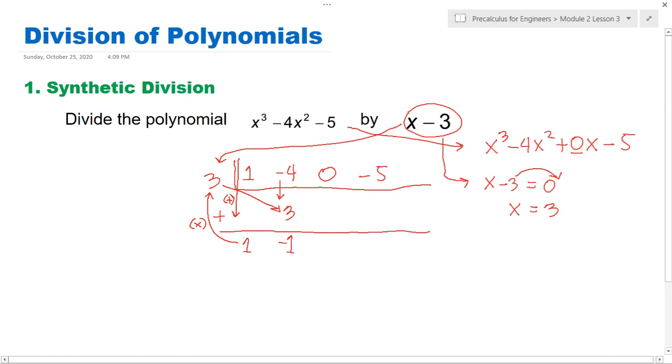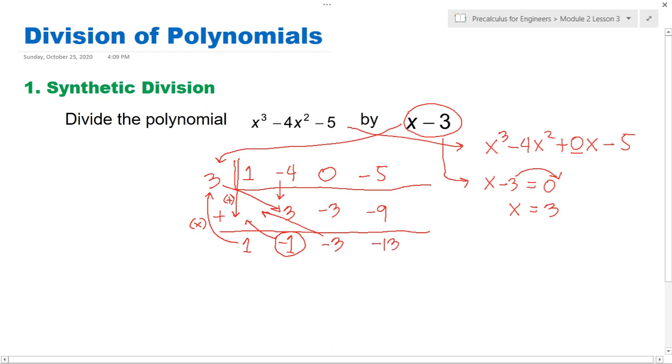Okay, walang naguluhan? Okay. So again, same, go upwards, multiply. Negative 1 times 3 is negative 3. Put it here, negative 3. Then 0 plus negative 3 is just negative 3. Then multiply again, negative 3 times 3, because you go upward, so multiplication. This is equal to negative 9. Put it here, negative 9. Then add negative 5 plus negative 9. The answer is negative 13.